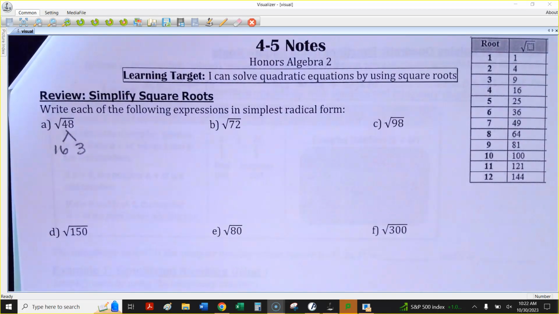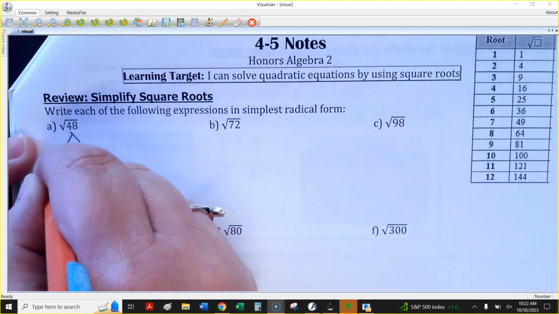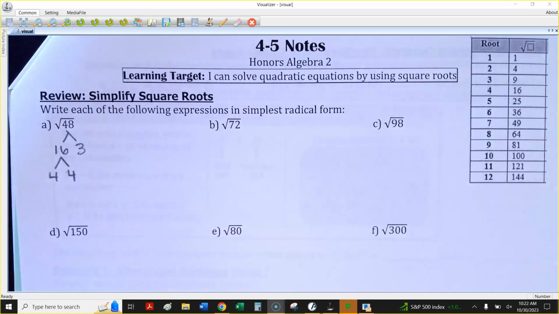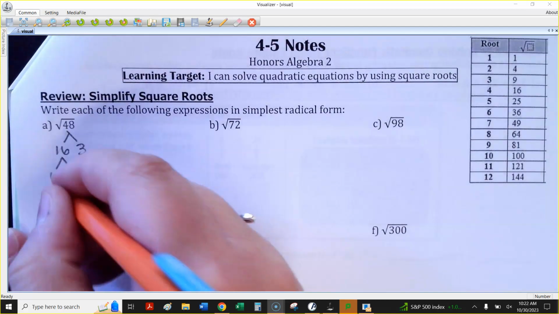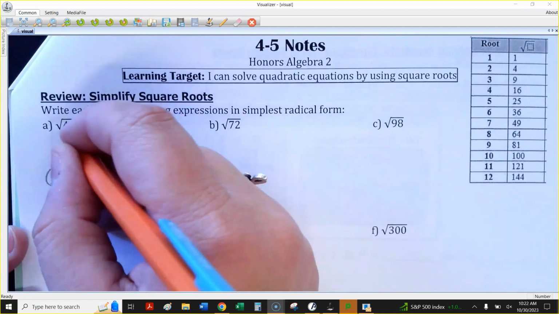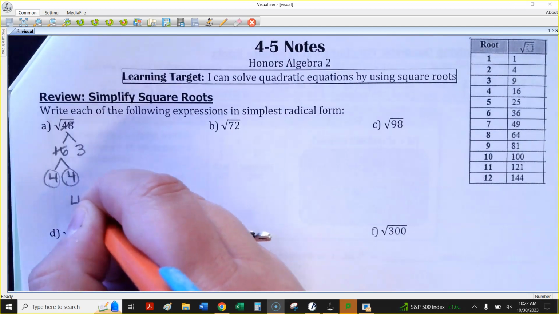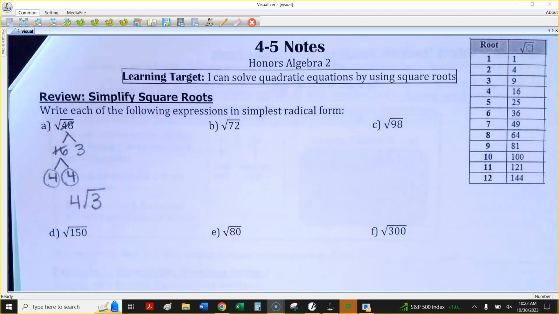So 16 does go into 48, and then 16 would just give you 4 and 4. You're looking for a pair. If you can get a pair, then you can pull that out in front. So I broke down the 16, I broke down the 48. 3 doesn't break down because 3's only factors are 3 and itself. So that pair of 4s comes out in front, and then the 3 didn't have a partner, so it stays underneath. That's literally all you have to do.